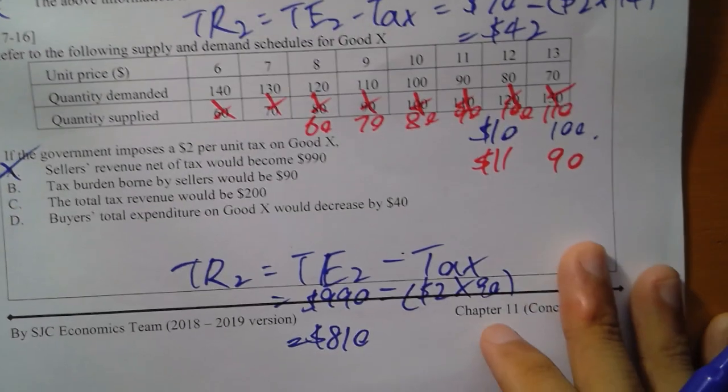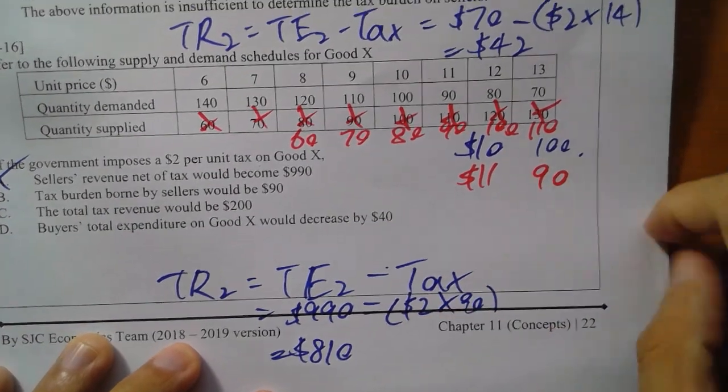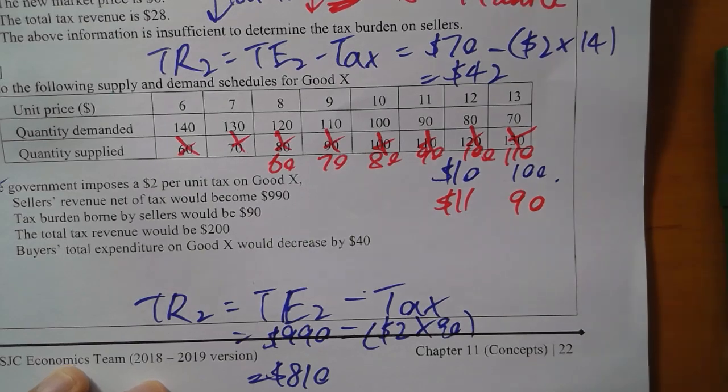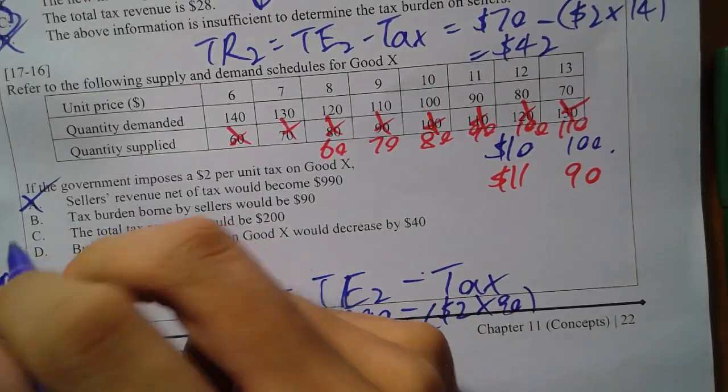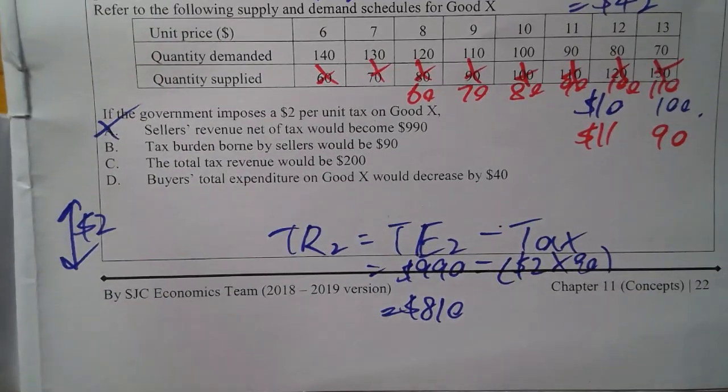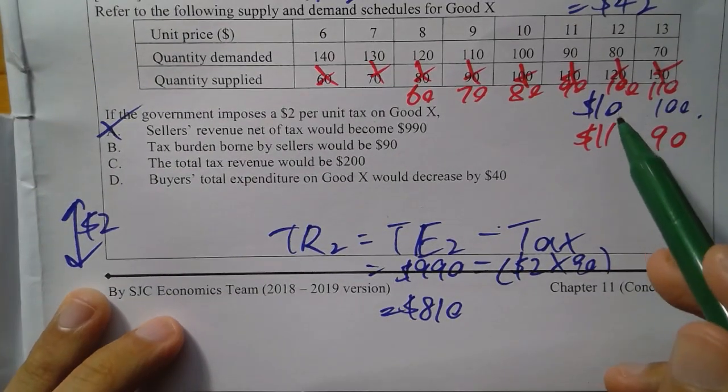Okay, now let's break it down. Here, do you still remember the tax? Let's do it again. Here, tax per unit $2, right? Now an increase in price 10 to 11.